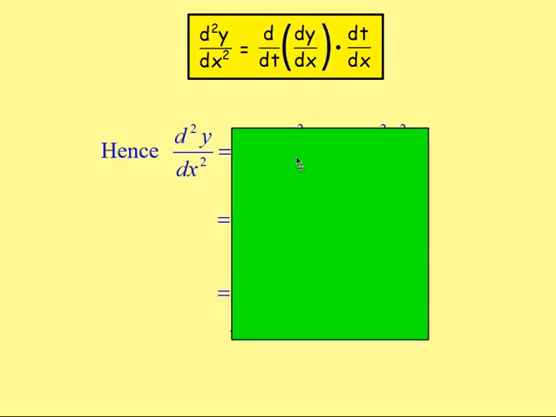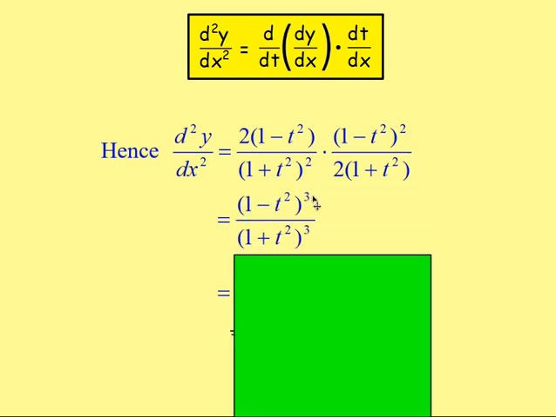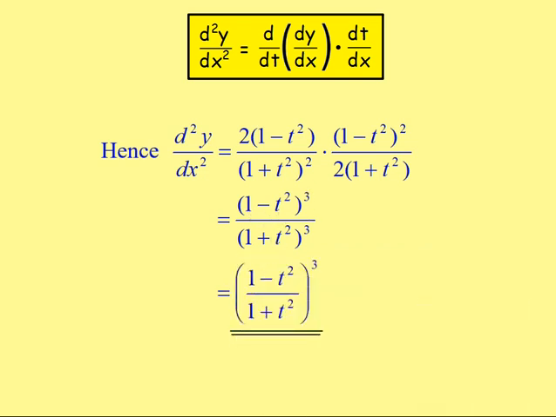Going over the page, if we just multiply them together, again you want to simplify that as best you can. You've got 2 times the (1 minus t squared) times (1 minus t squared) all squared, so really we've got (1 minus t squared) cubed. On the bottom, you've got (1 plus t squared) squared times (1 plus t squared), so really you've got 2 of them and another one, so we've got (1 plus t squared) cubed. Also the 2 in the top and the 2 in the bottom will cancel. Because you've got the top cubed and the bottom cubed, you could just write it with the top and the bottom, put brackets around it all, and then cubed. And that will be your final answer.